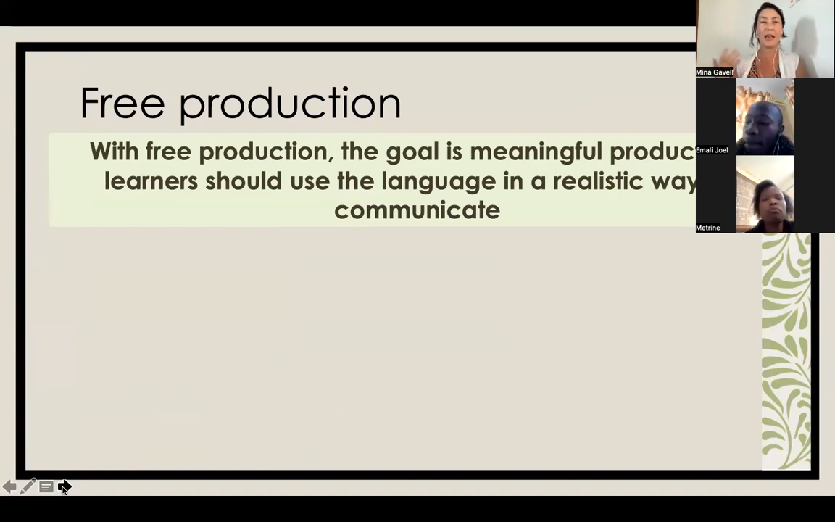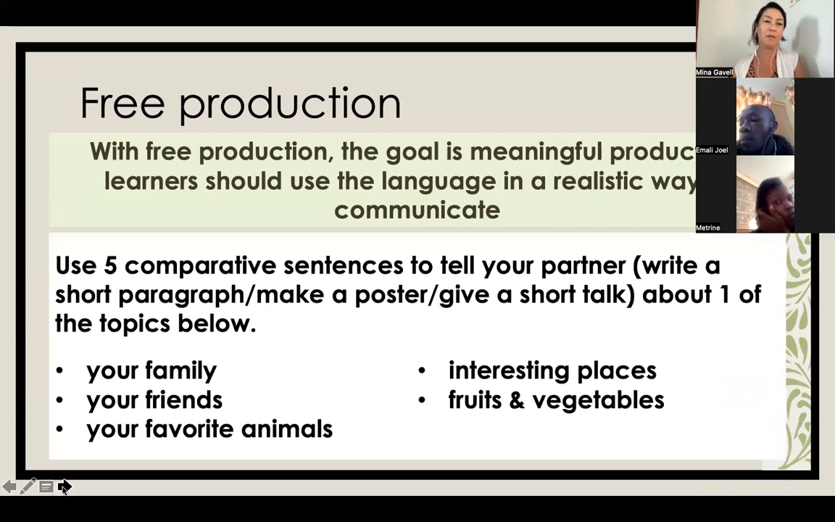So we're trying to connect students through their own ideas, their own experiences, something like that, and using language to authentically communicate about themselves. So here's an example. The assignment is use 5 comparative sentences and tell your partner, or you could change this, write a short paragraph, make a poster, give a short talk, whichever form the teacher wants. Use 5 comparative sentences to talk about one of the topics below. So there's some choice here.